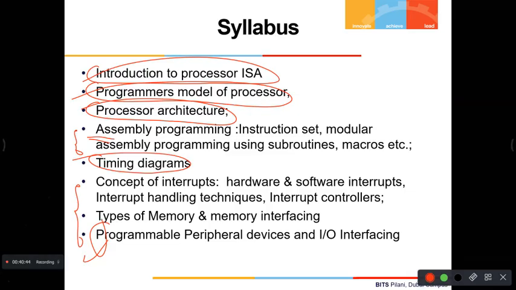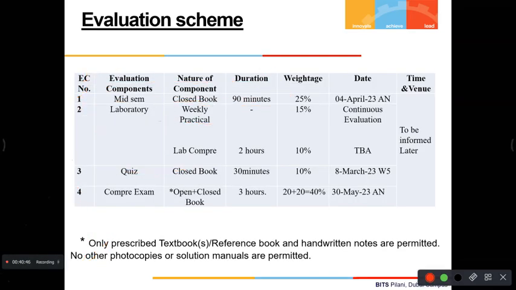Fine. These are the syllabus, and maybe the evaluation components. You are very much interested. There will be a midsem exam, and there will be a compre exam, 40%, 25%. There's a lab. Lab is 25% evaluation. Never miss the lab. You just have to do some programs, execute and go. You have 15% internal evaluation, and lab compre is 10%.